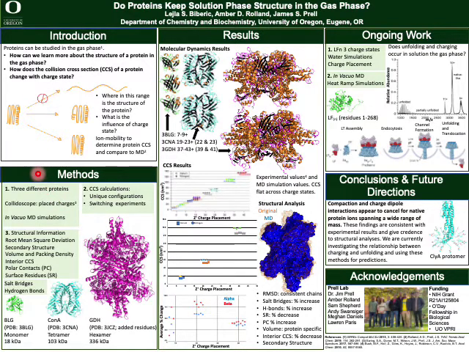We use methods previously determined by our group, in which we use in vacuo MD simulations, CCS calculations, and a variety of structural analyses. The three proteins we chose were β-lactoglobulin, concanavalin A, and glutamate dehydrogenase. These three proteins represent a range of mass.